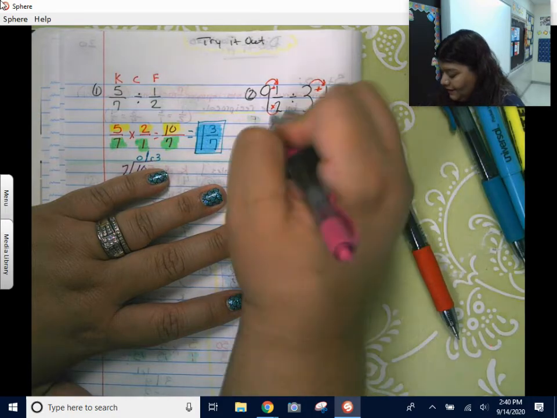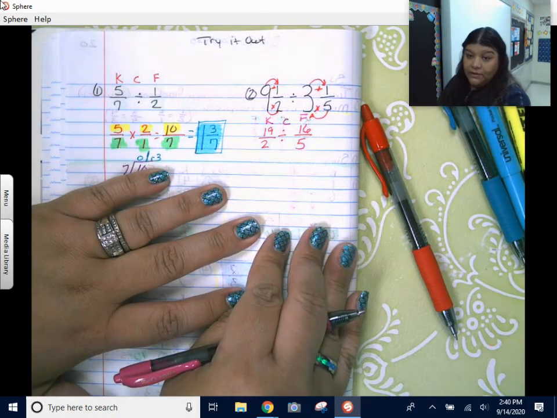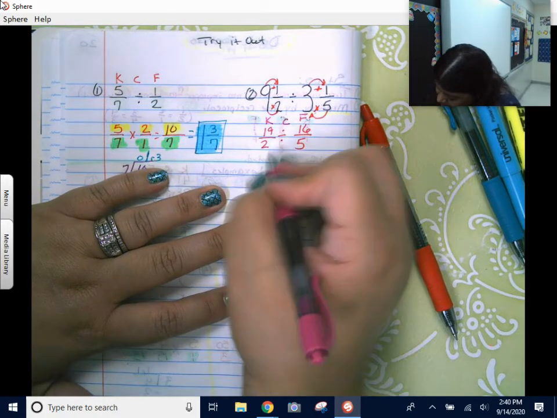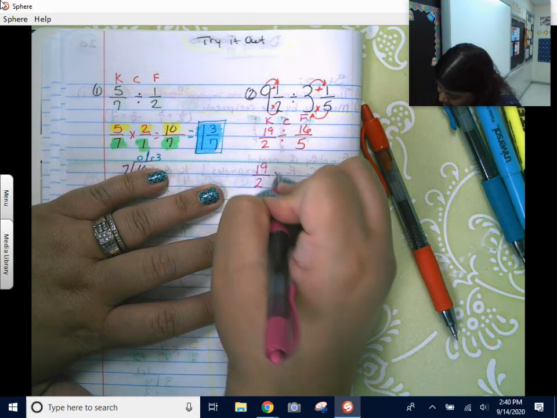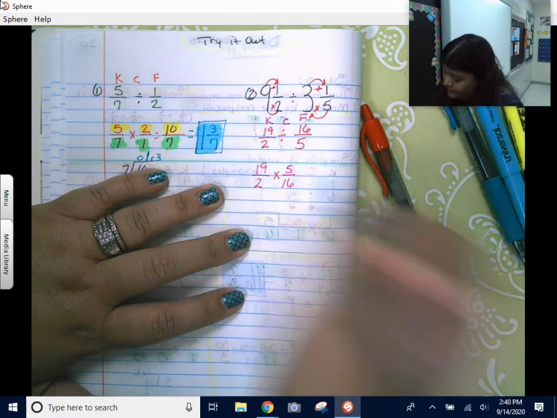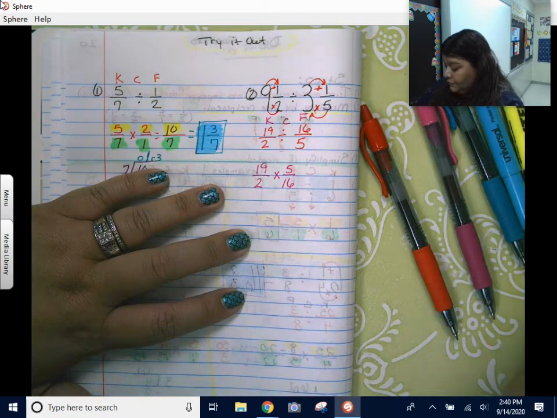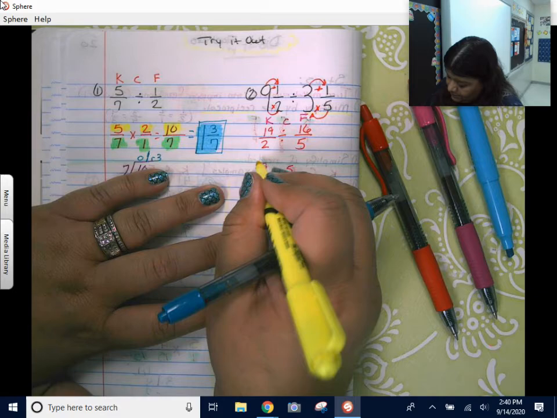Now we can go ahead and keep it, change it, flip it. You're multiplying by the reciprocal, okay? So 19 over 2 times, flip this one, you should have got 5 over 16. Yes, yes, yes. Now let's multiply.